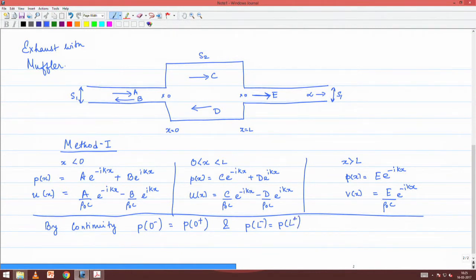Should we expect the same relation for velocities also? Should we expect a similar relation for velocities also? Yes? Emphatic yes?